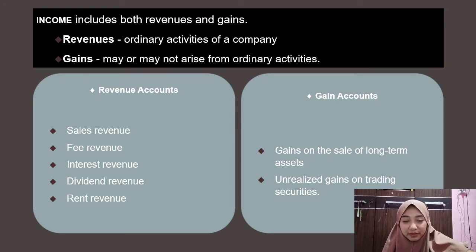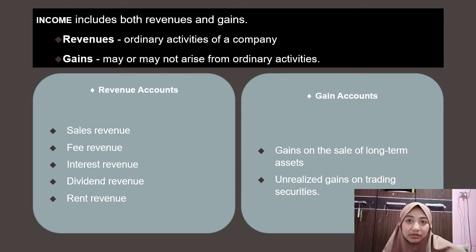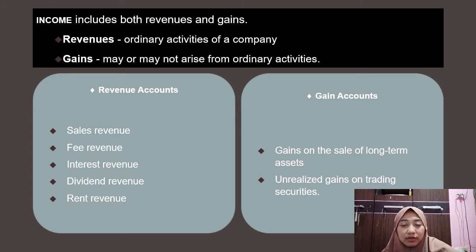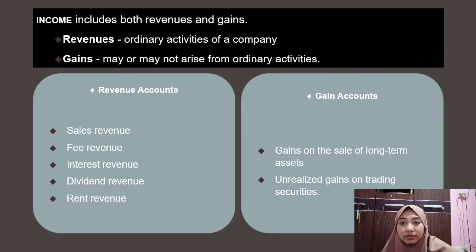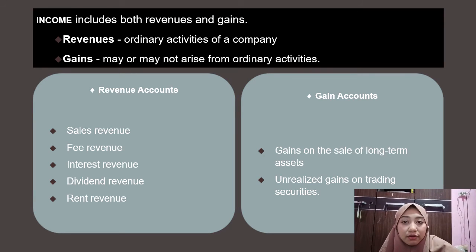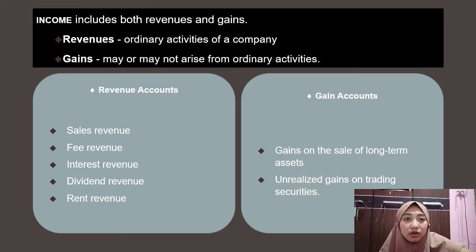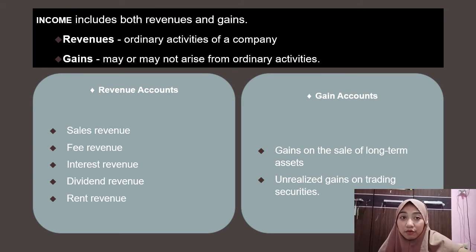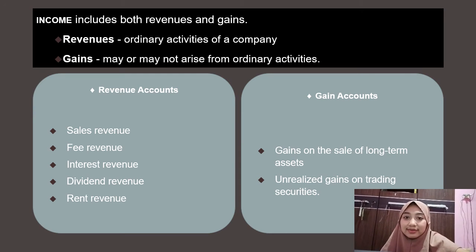Income includes both revenue and gains. Revenues arise from the ordinary activities of a company, and gains may or may not arise from ordinary activities. Revenue accounts: 1. Sales revenue, 2. Fee revenue, 3. Interest revenue, 4. Dividend revenue, and rent revenue. Gain accounts: 1. Gain on the sale of long-term assets, and realized gains on trading securities.